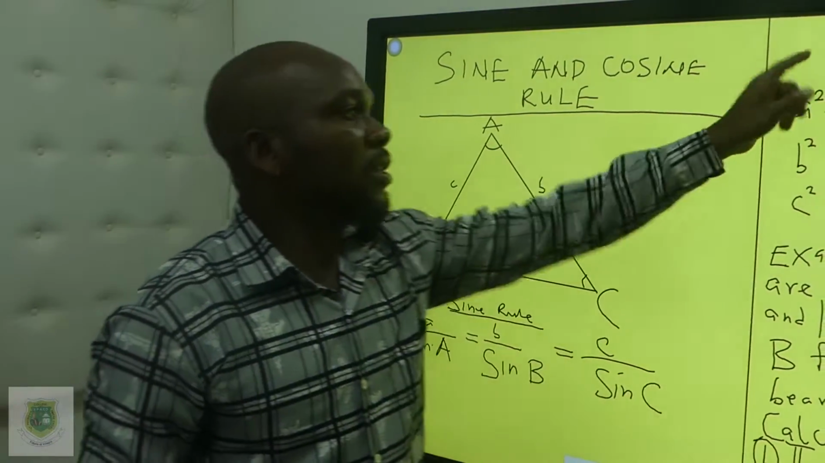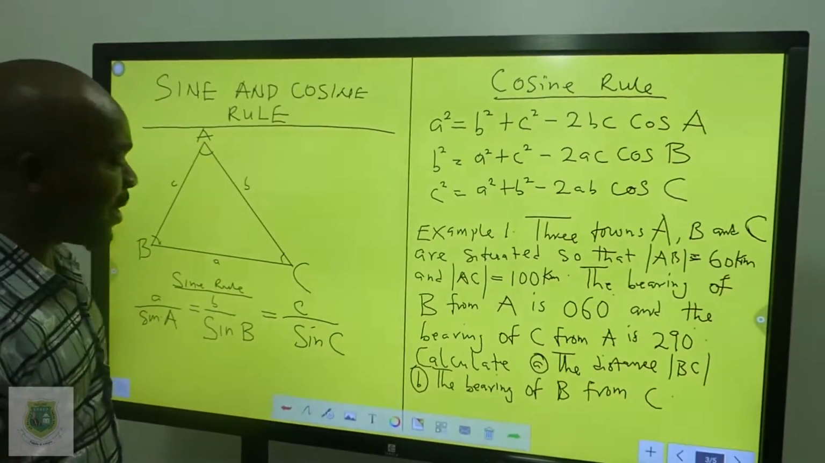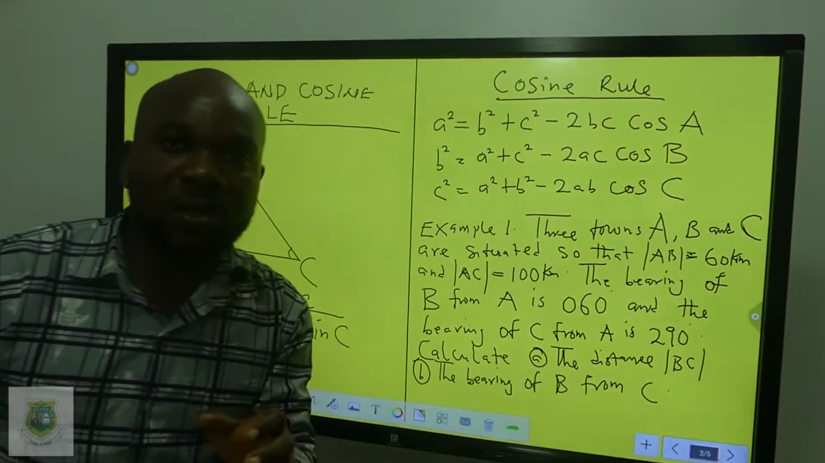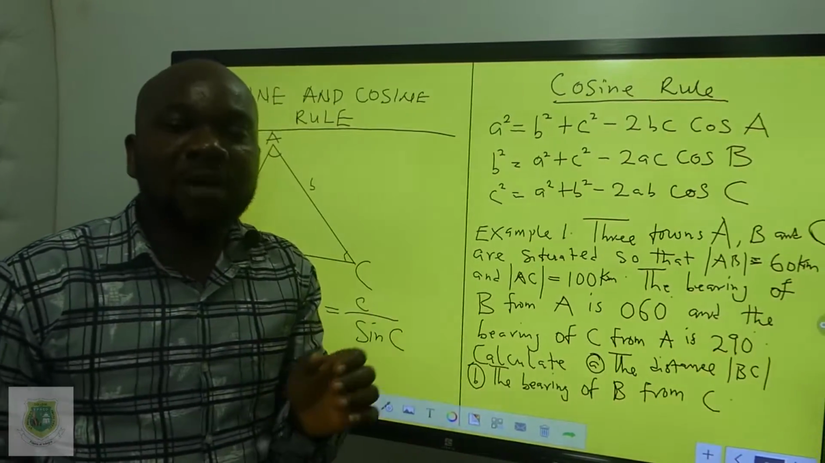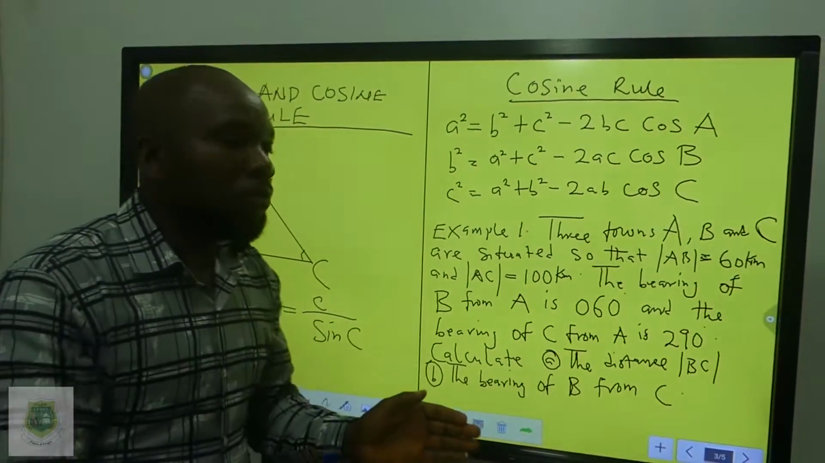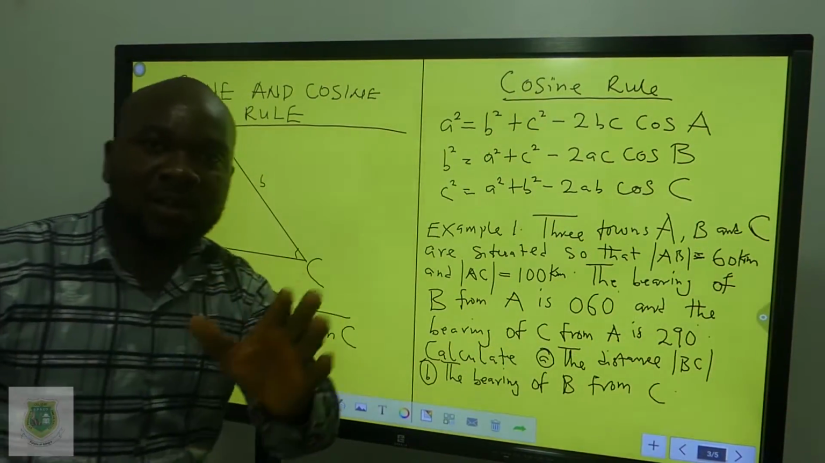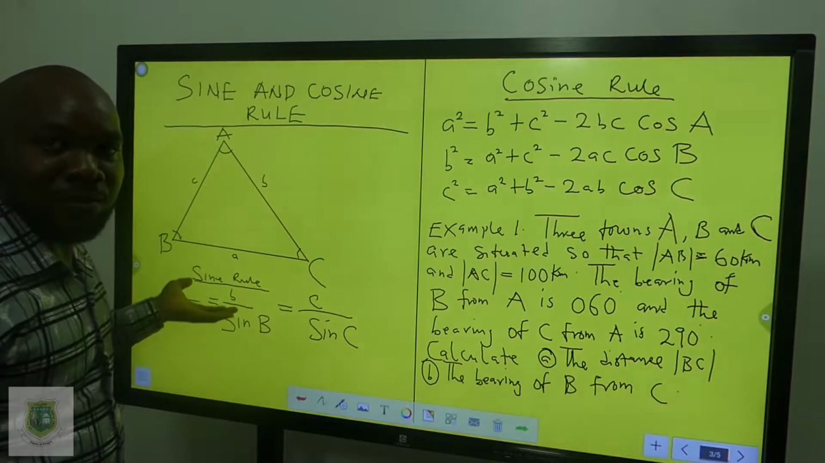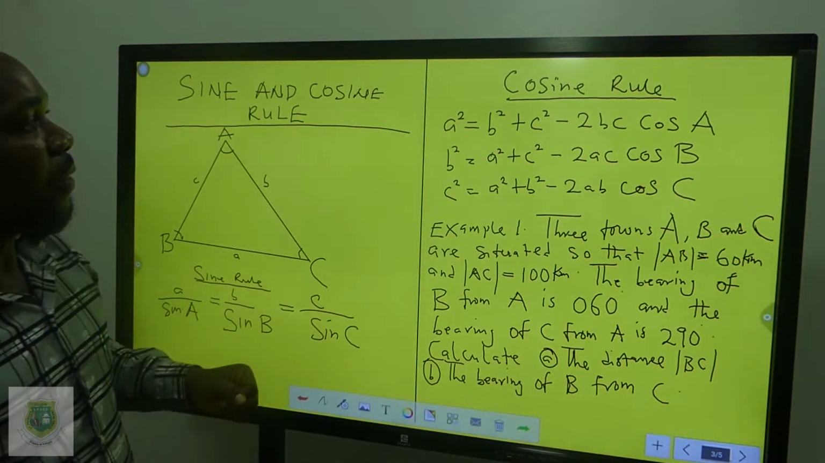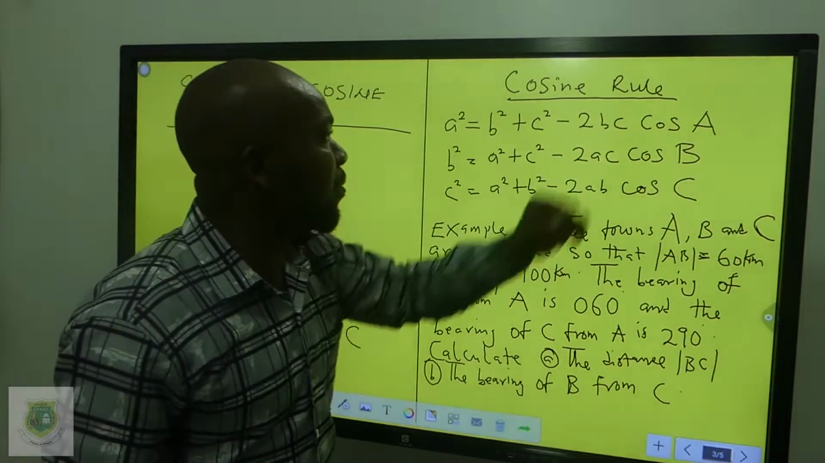Then this one is cosine rule. And remember that whenever you are being given a question in bearing, anytime they make mention of distance, we normally use cosine rule. Bearing, we normally use what? Sine rule to determine it. Then look at this cosine rule.